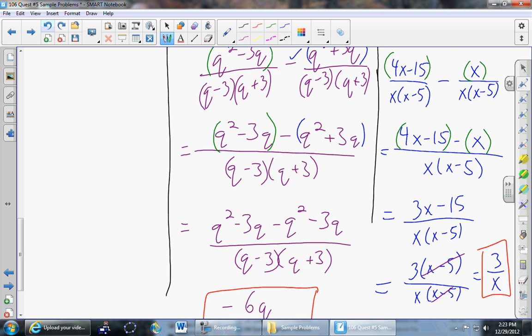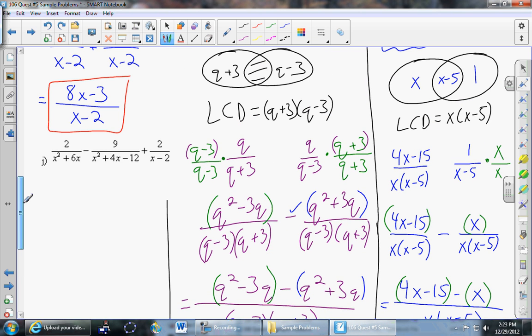Okay, and then the last part here is part J. 2 over x squared plus 6x minus 9 over x squared plus 4x minus 12 plus 2 over x minus 2. Whew. Okay, same idea as before. We're going to factor all those denominators completely separately.